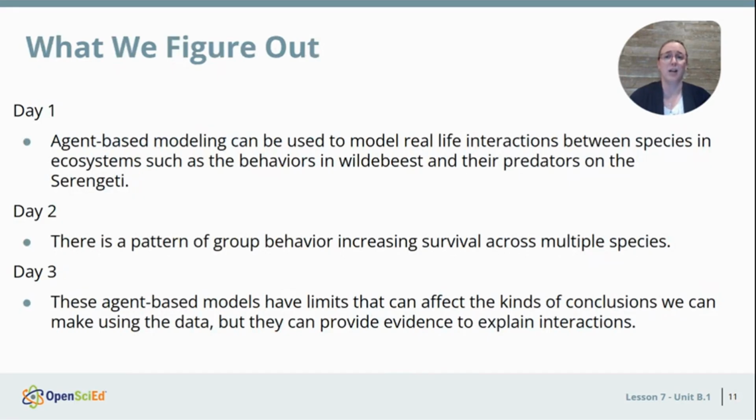So in summary, on day 1 of Lesson 7, students are introduced to the behaviors of wildebeest, lions, and spotted hyenas, and agent-based modeling. Then, on day 2, students discover that these behaviors can be used to create rules within an agent-based model, and they play the Serengeti board game to collect data over predator-prey relationships. Finally, on day 3, students analyze data from their gameplay to understand and define group behaviors within species and discuss limitations to our agent-based model.